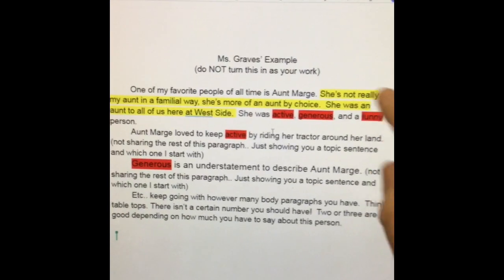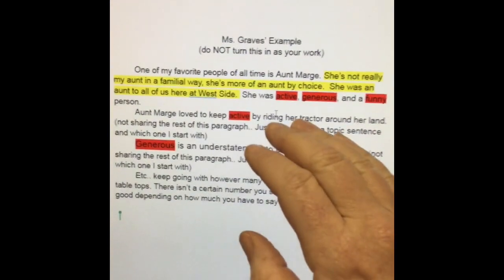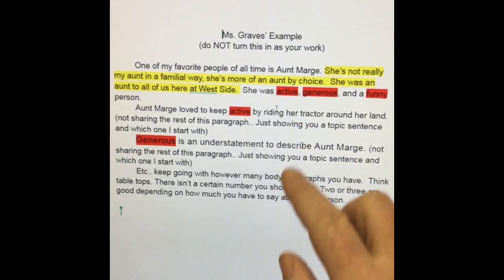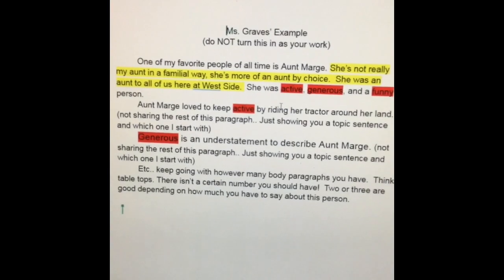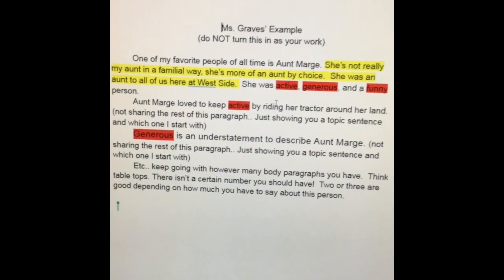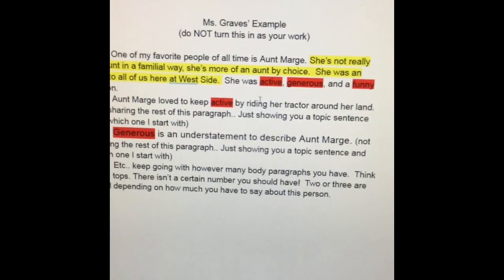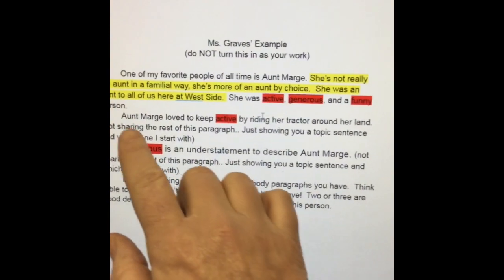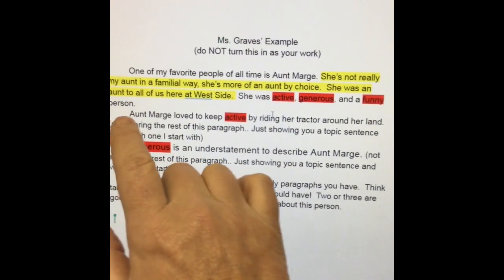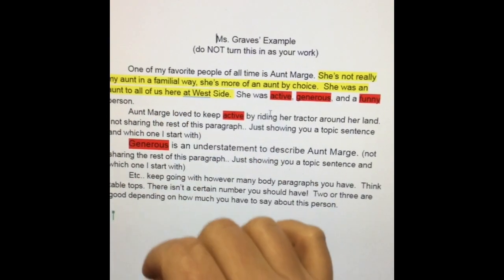So you should have a developed introduction, and then I want to make sure that you've got body paragraphs separated. There is no magic number of how many body paragraphs you have to have. It depends on how many reasons you came up with why they're your favorite person. Each body paragraph you should indent, and you should have a topic sentence.